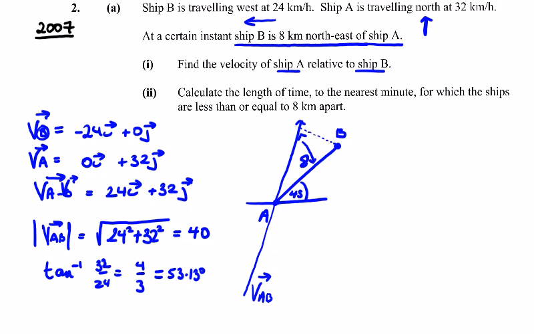So the angle inside the triangle this time is this one here, which is 53.13 minus the 45, which is 8.13. So we have this 8 here for the hypotenuse. We're looking for the length of time, to the nearest minute, for which the ships are less than or equal to 8 kilometers apart. So there'd be another line going this way along here, and we're looking for this x and this x here. That's the length of time to be within 8 kilometer range.